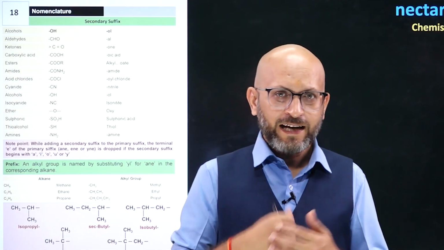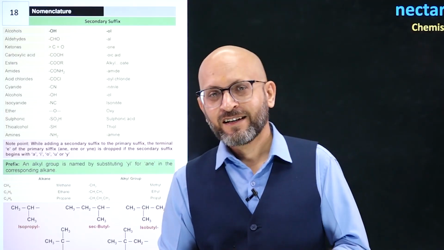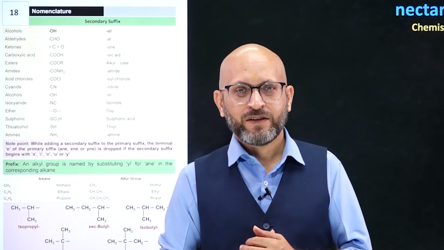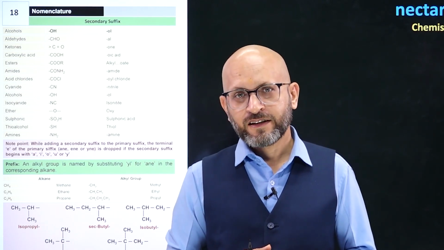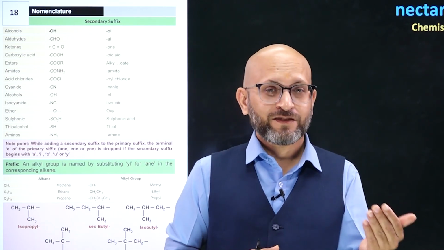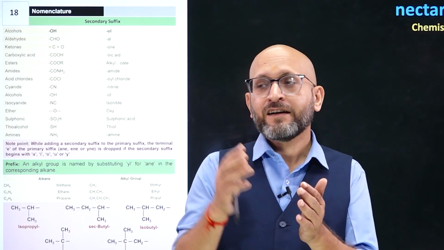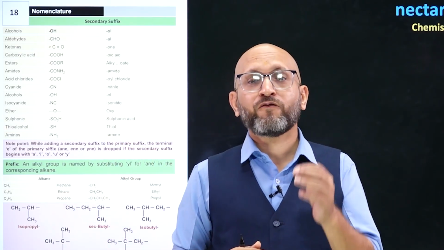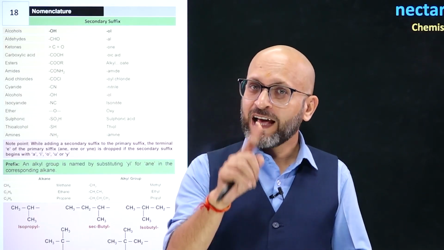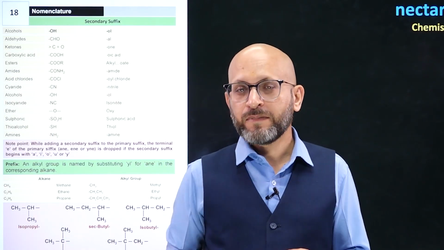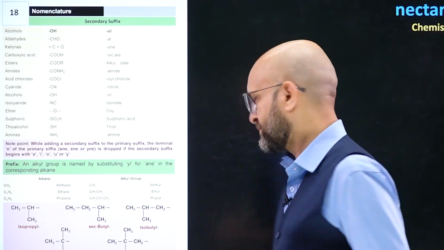Next, what I would like to make you understand is that while writing a name, just remove E from the primary suffix. When do you have to remove that? You have to remove that when the secondary suffix has a vowel. If the secondary suffix has a vowel, then you will have to remove E from the primary suffix. I will give you an example for that.